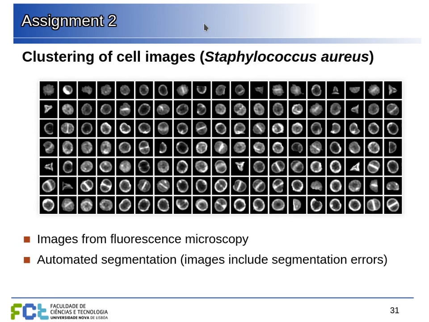What you have is a set of images. They are all the same size, and they were obtained from fluorescence microscopy. These are images of bacteria of this species, Staphylococcus aureus, and they were obtained by automated segmentation of photographs of the many bacteria. And you can see that in some cases we have segmentation errors here. So this triangular shape here, these fragments like this, these were cases where the algorithm that did the automated segmentation did not manage to identify a complete cell, but only gave us a part.